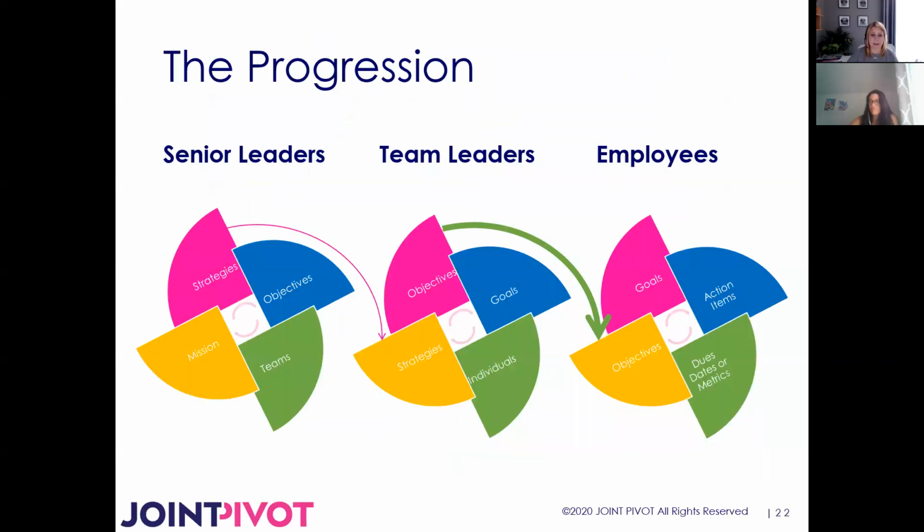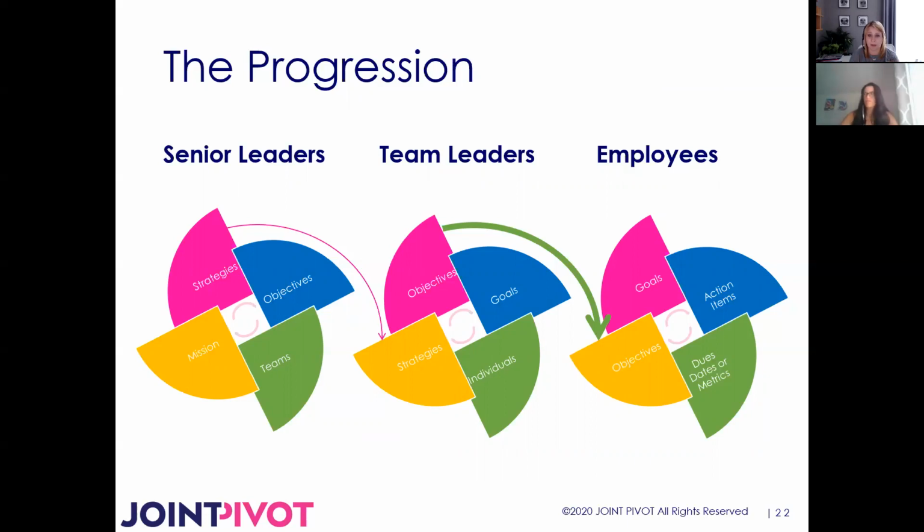All right, so then we get into our level 3 here, and that's the progression from our team leaders to our employees. At the first phase, our senior leaders, our executive team, identified mission and values for the company. Then they cascade that down to the team or functional leads to say, hey, these are our strategies and objectives. What are you going to do in order to impact these? And the team will come up with a plan.